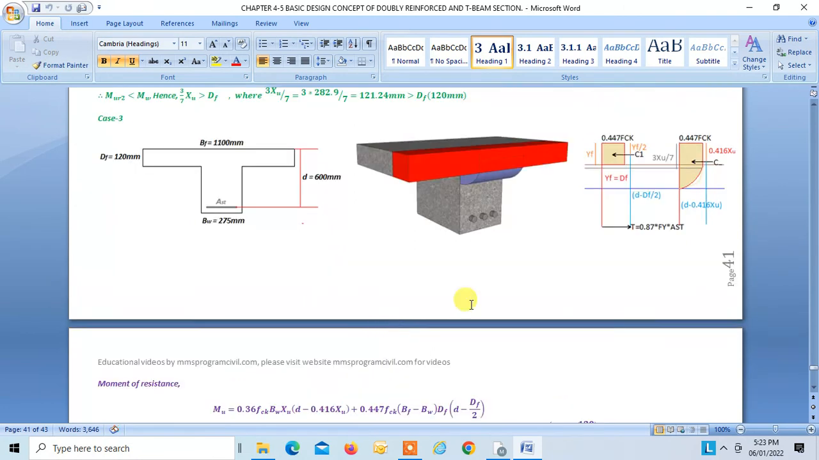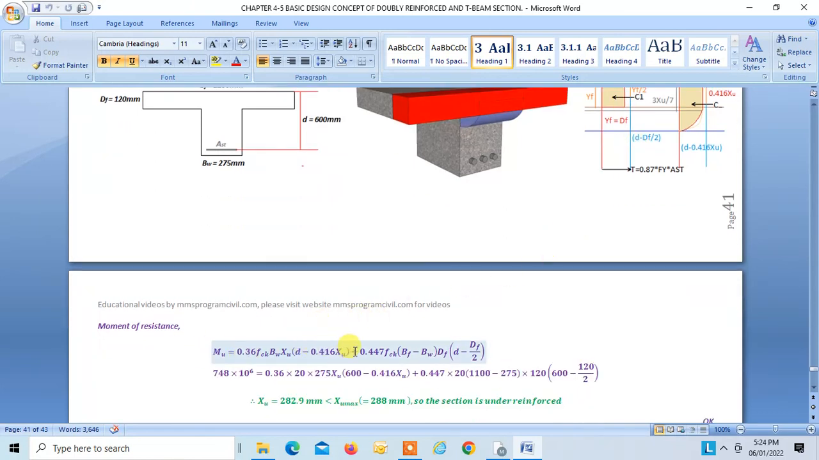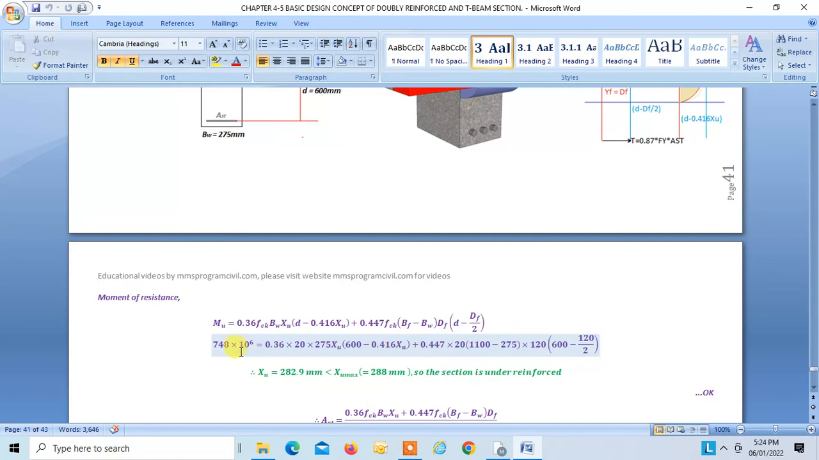Find Mu, that is C into lever arm plus C1 into lever arm. So this is C into lever arm, this is C1 into lever arm. Okay, you know your Mu, that is 748, so you can find XU by solving this equation. XU is found to be 282.19, which is less than 288, that is 0.48 D in case of Fe415, that is your XU max. So the section is under reinforced.